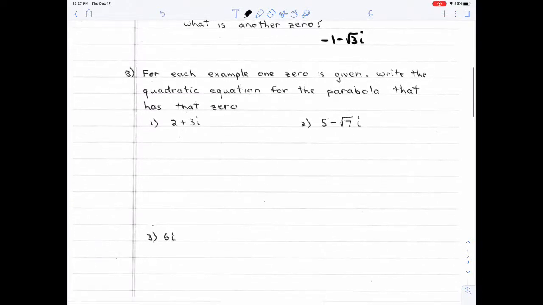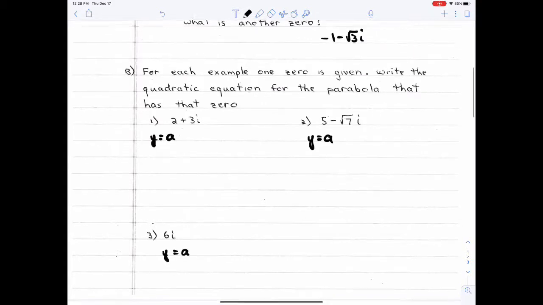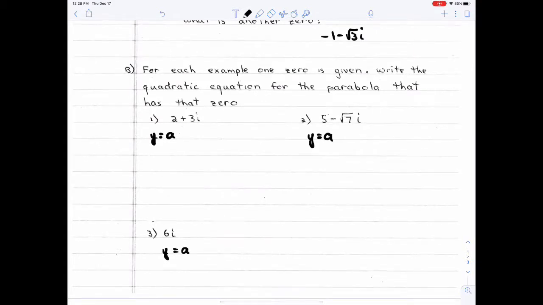All right, for each example, one 0 is given. Write the quadratic, so it's going to be degree 2, for the parabola that has that 0. Well, first of all, I want to remind you, every equation of a parabola starts off y equals a. All right. Now, how many zeros do we know in this? Well, I know this one's also got 2 minus 3i. This one's also got 5 plus square root of 7i. And this one would also have negative 6i.